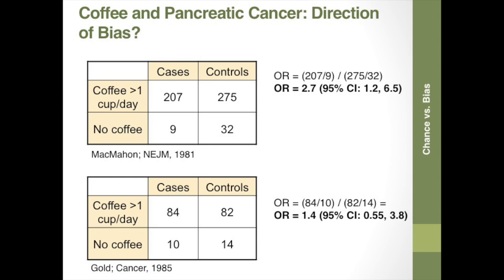Then B in the 2 by 2 table was small and biased the odds ratio away from the null hypothesis, which is the same as saying that the odds ratio was overestimated and led to a spurious positive association between coffee intake and pancreatic cancer. Gold in 1985 instead used population-based controls as obtained from random digit dialing in the community. When doing so, the odds ratio was now roughly half what the first study found, and it was also compatible with a result due to chance.